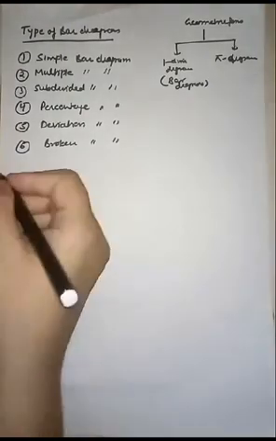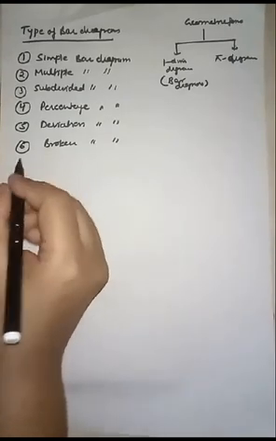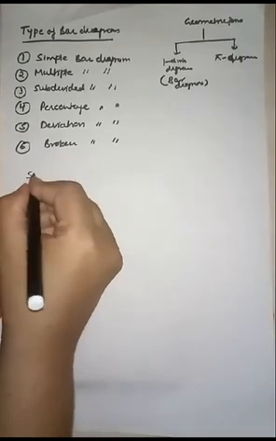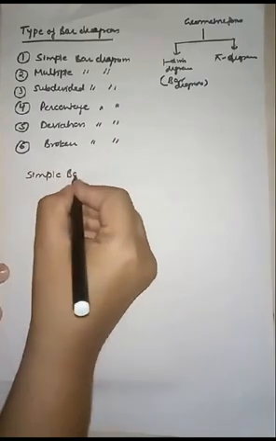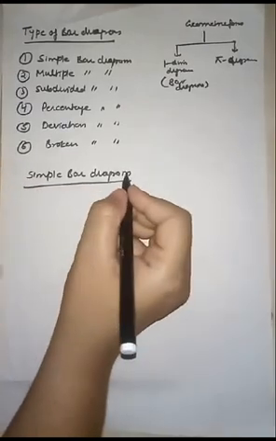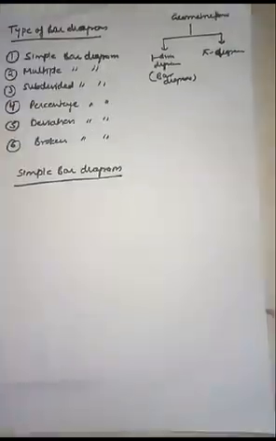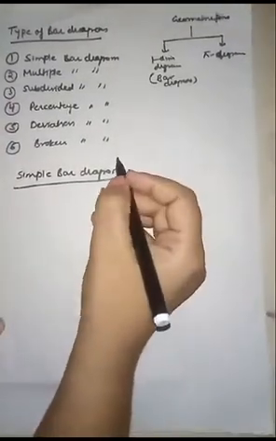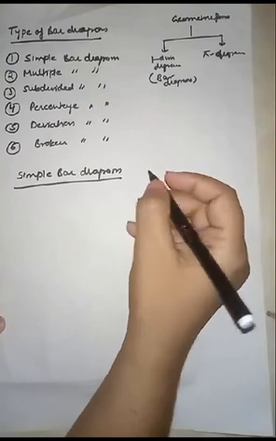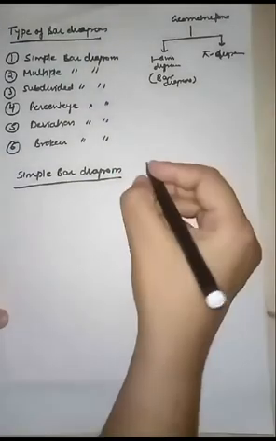Now we will discuss in detail. First one is the simple bar diagram. So friends, simple bar diagrams are those diagrams which are based on a single set of numerical data. So write down the definition.